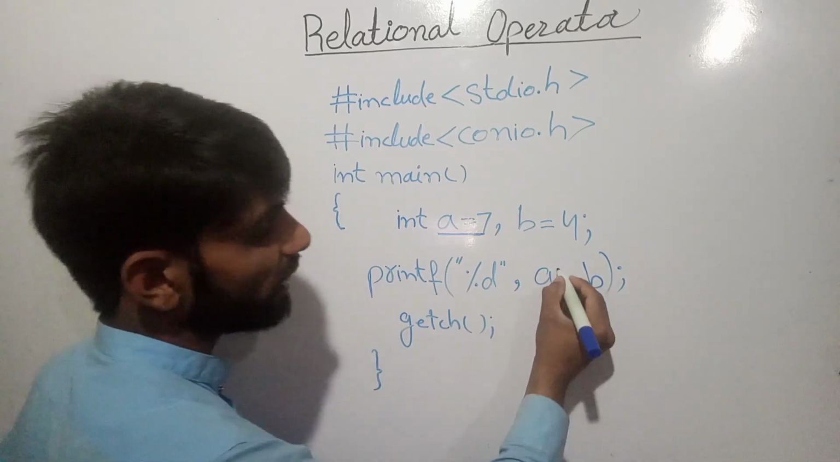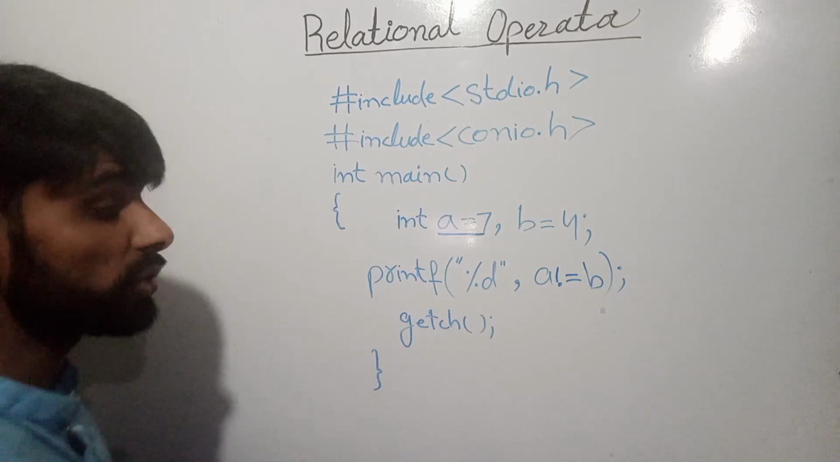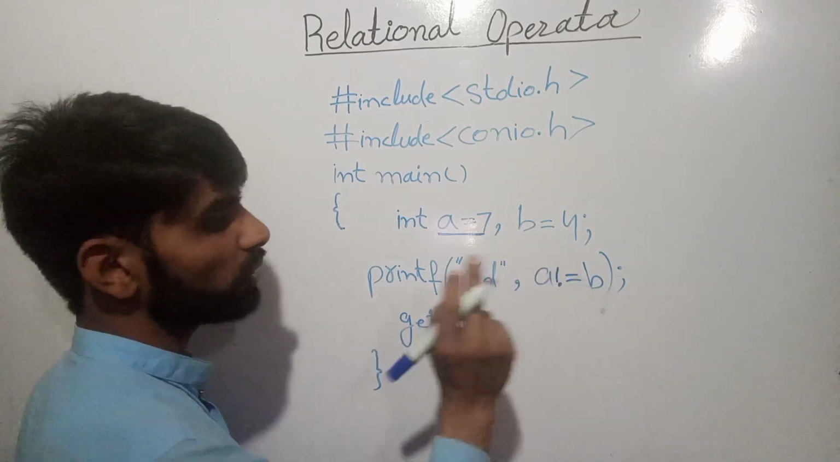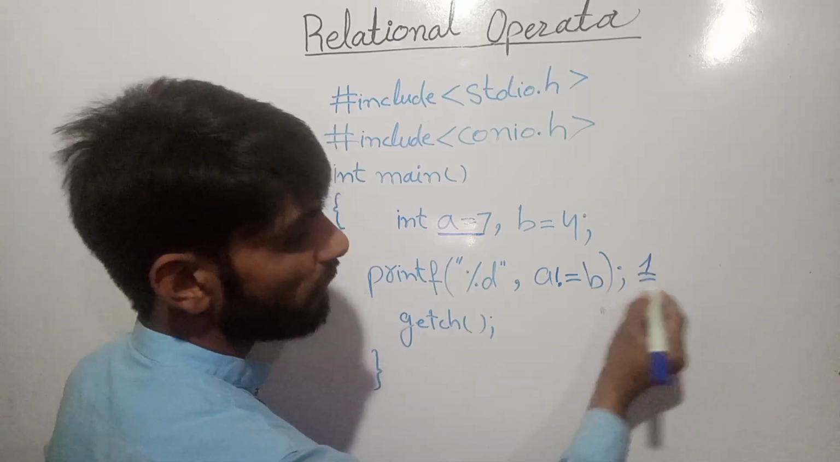And if I write here a not equal to b, this condition is true because a is not equal to b, 7 is not equal to 4. So in this case we will get output 1, right?